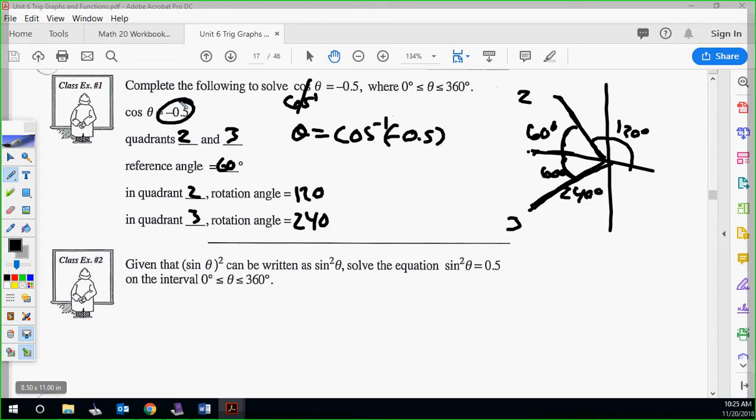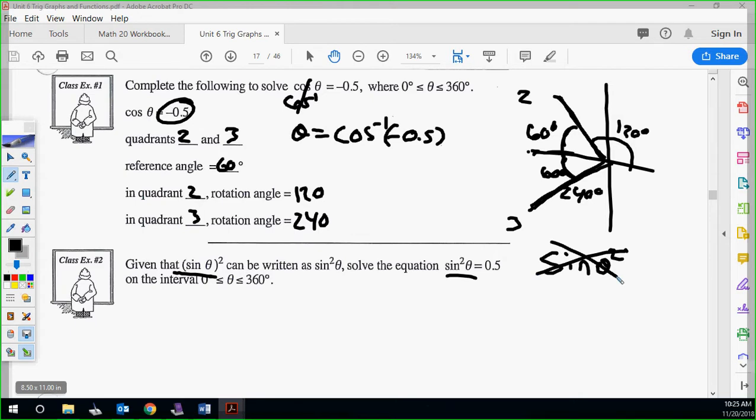Example 2 says, given that sine theta squared can be written as sine squared theta, solve the equation where sine squared theta is 0.5. Remember we talked about this: that's not the same. You have to have the brackets. That means theta squared. They're making sure you see the difference. Sine squared theta is the whole sine of theta squared. So this is not what we're talking about.